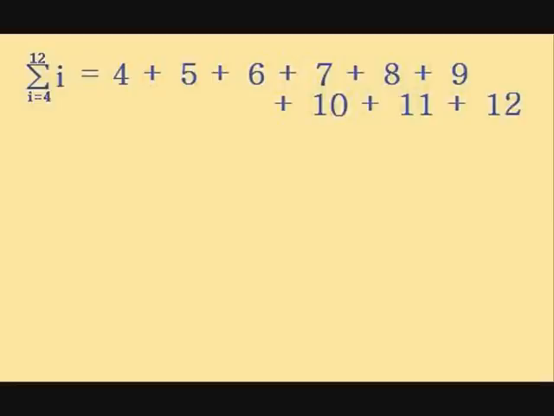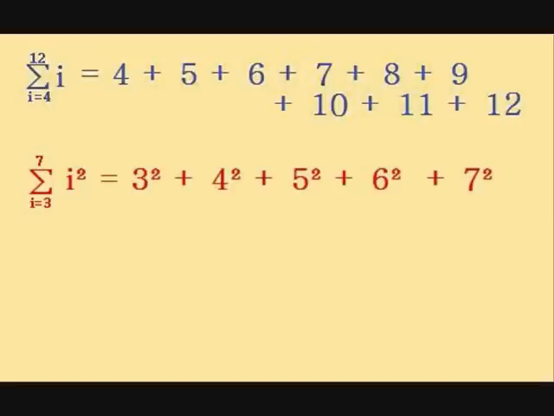What about this example? Here we have I squared instead of just I. It's very much the same idea as the first example though, but here we're squaring all the numbers that we're adding and going from 3 to 7. That is 3 squared plus 4 squared plus 5 squared plus 6 squared plus 7 squared, which then simplifies to 9 plus 16 plus 25 plus 36 plus 49. And if we put that into a calculator, we would then find it was 135.